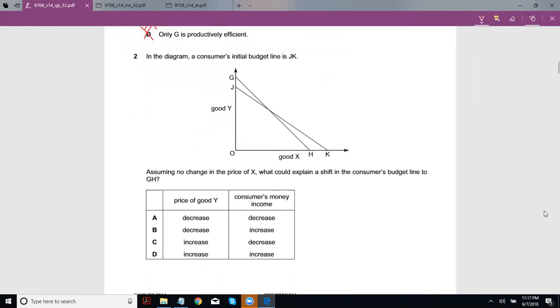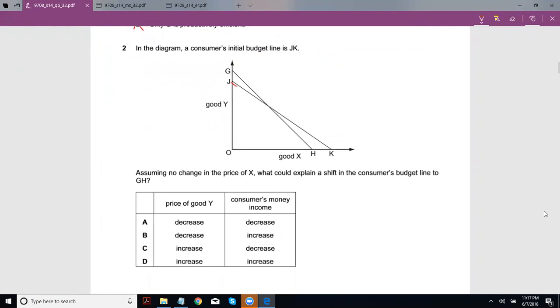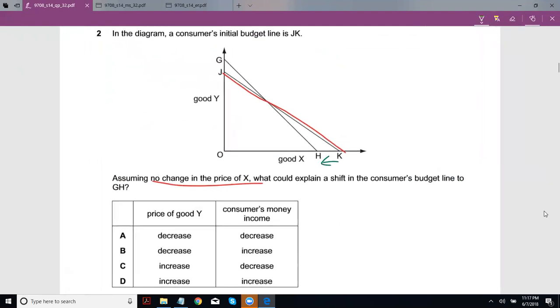Question two: in the diagram, a consumer's initial budget line is JK. Assuming no change in the price of X, what could explain a shift in the consumer's budget line to GH? If you think about this, you can consume less of X. However, there is no change in the price of X. So the only explanation possible is that your money income decreased, which shifted your budget line inwards.